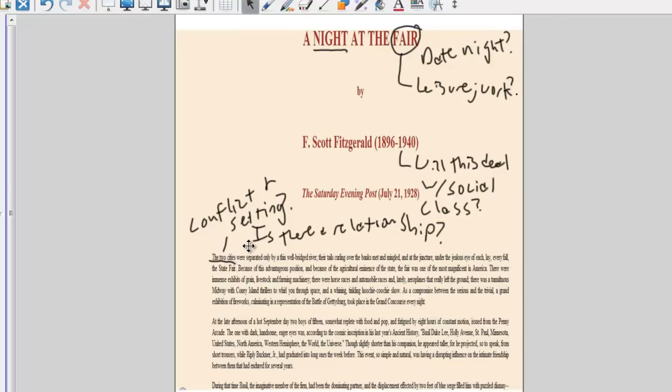Conflict and setting. There's two cities. They're separated by a thin, well-bridged river. So this is the setting. And if you actually look here, it says, under the jealous eye of each lay every fall the state fair. So the fair is sort of between the cities. And because of the agricultural eminence of the state, well, that makes me think, okay, fair. But I wonder, is there going to be a conflict here that has to do with the setting? Already jealousy is in the first sentence. And is there a relationship between the conflict and the setting? This is probably enough questions for now to get started with. I want to make sure that I come back to those, though.